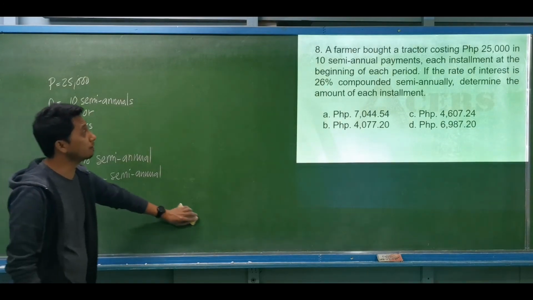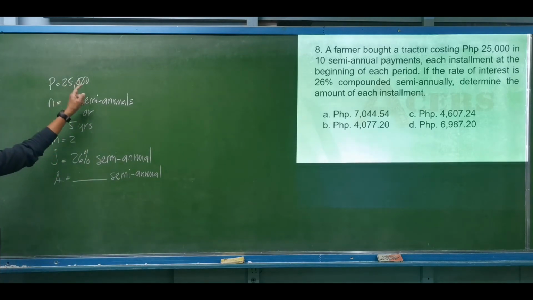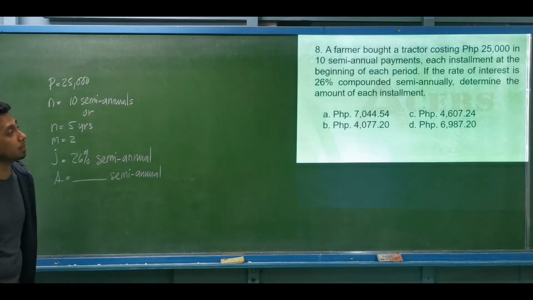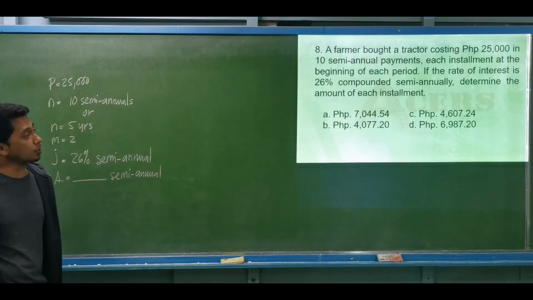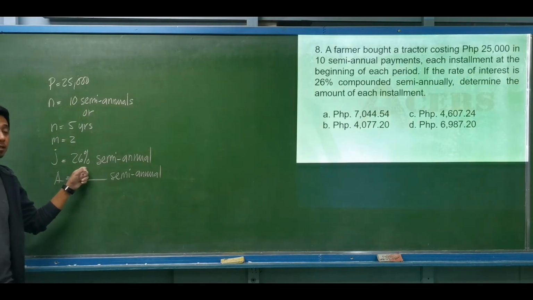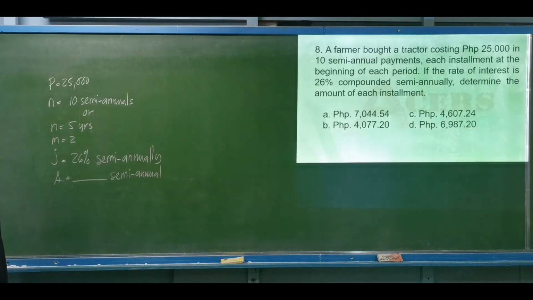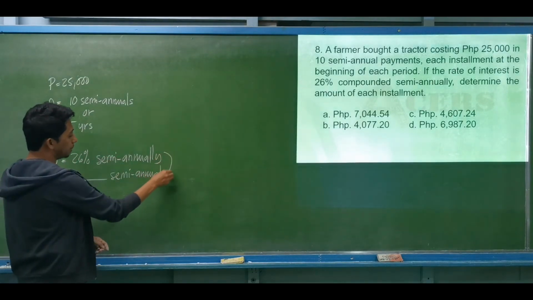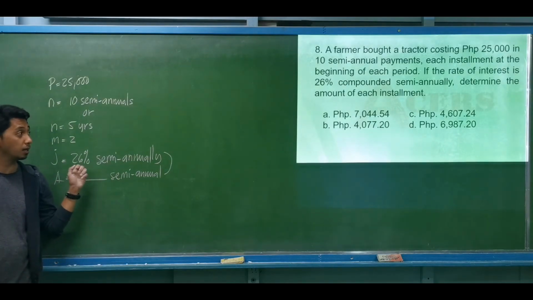Our next example: a farmer bought a tractor costing 25,000 pesos, that will be our present amount, in 10 semi-annual payments. So 10 semi-annuals is the same as 5 years, and the number of compounding is 2. So 2 times 5 is 10. If the rate of interest is 26% compounded semi-annually, determine the amount of each installment. We don't have a problem here since our payment will be done semi-annually and the given rate is semi-annual. We don't need to convert the rates.